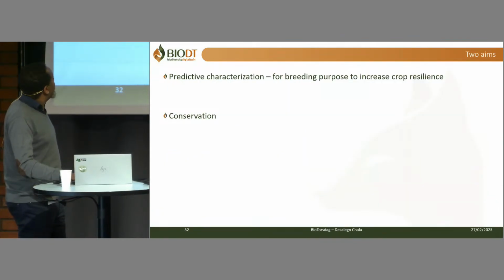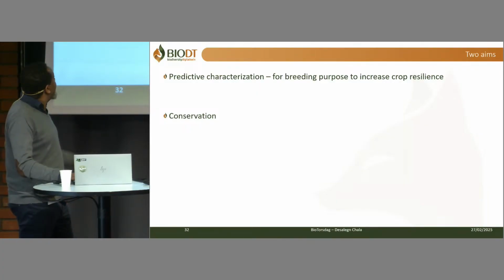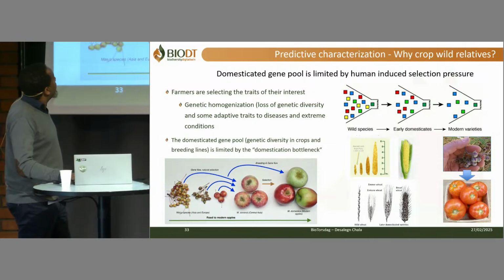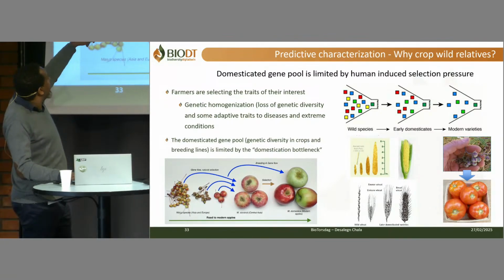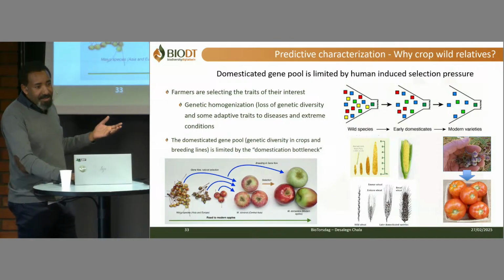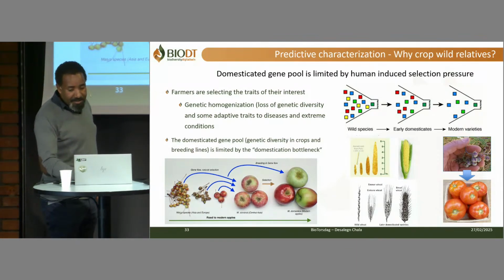So it is really a huge resource. Here, what we are doing is, one, we are working on predictive characterization, which is for breeding purposes to increase crop resilience. And the second one, we are also working on their conservation. One of the problems with our crops is genetic homogenization. We're selecting our crops for yield, and because of that, our crops are becoming genetically homogeneous over time.